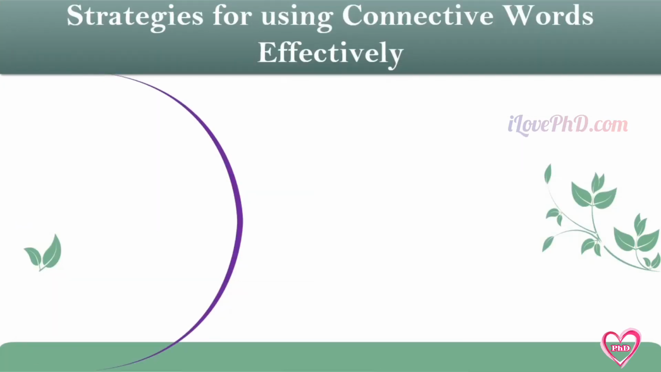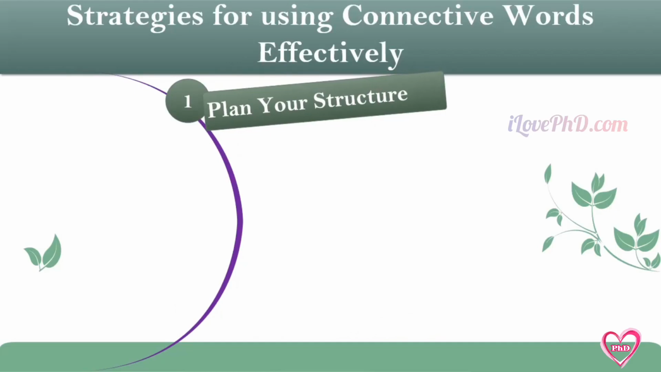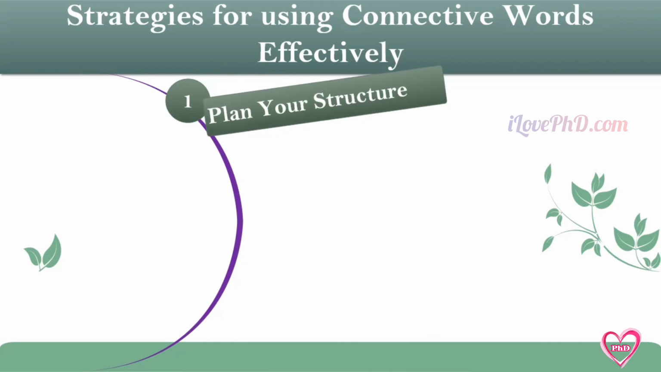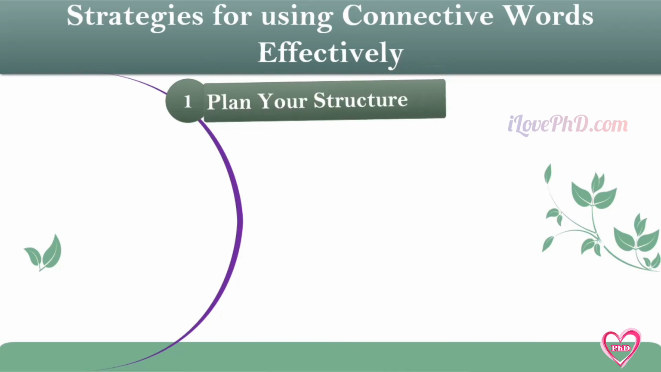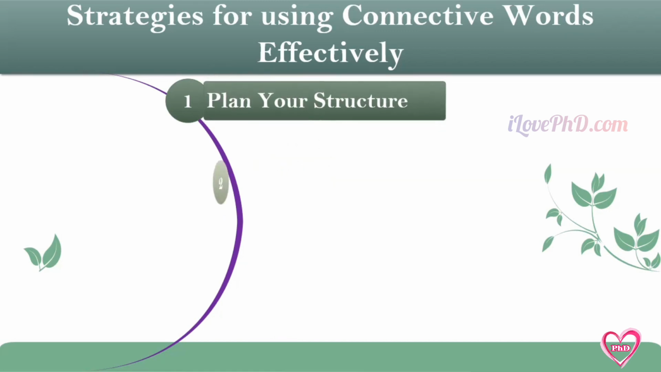So far, we have explored the different types of connective words and phrases. Now, let's look into the strategies for incorporating them effectively in the research paper. The first step is to plan your structure. Before you start writing, outline the main sections and subsections of your paper. Then identify the key points and the relationship between them and plan where connective words will be needed to guide readers through your arguments.